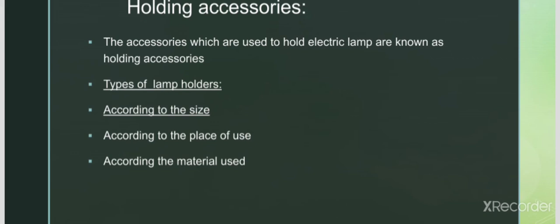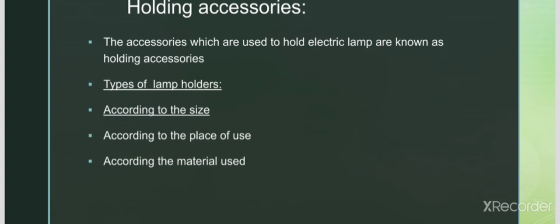Next classification is according to the place of use. According to the place of use, lamp holders can be classified as switched bayonet cap lamp holders, angle lamp holders, miniature screw type lamp holders, and slanting lamp holders. The first one is the switched bayonet lamp holder. These holders have a push bar and are used to carry current not exceeding 2 amperes. So at not exceeding 2 amperes, we can use the switched bayonet cap lamp holders.